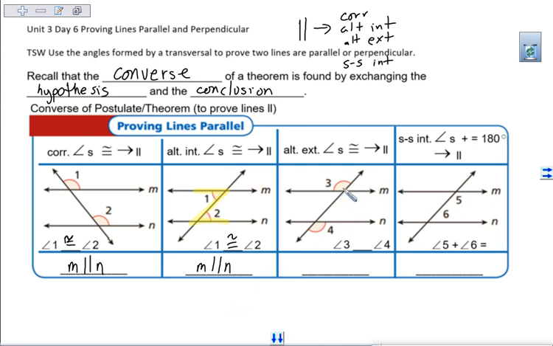Next up, alternate exterior angles. Again, when alternate exterior angles are congruent, the lines between them are parallel, so line M is parallel to line N. And last up, when you have same side interior angles and they add up to 180 degrees, meaning that they are supplementary, then again line M will be parallel to line N.